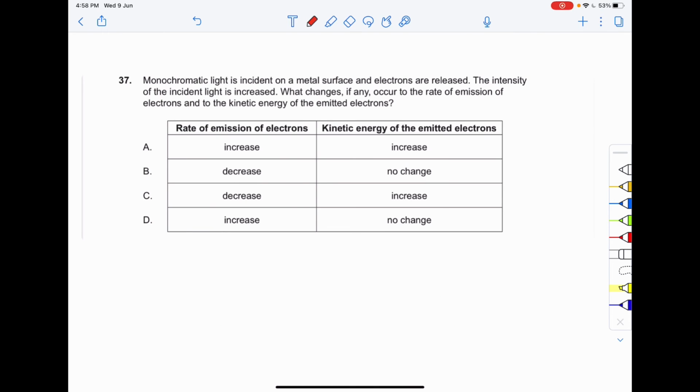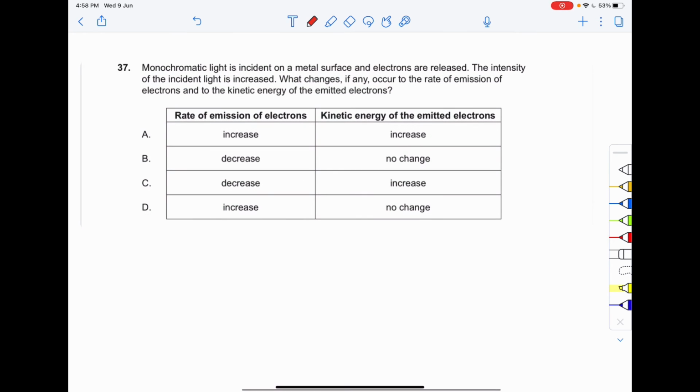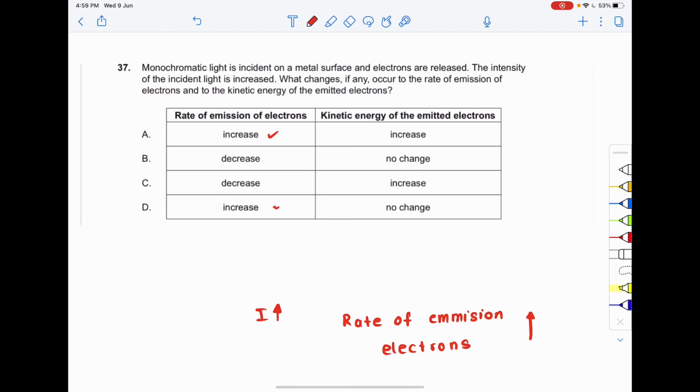Okay, now proceeding on to the next question. Monochromatic light is incident on a metal surface and electrons are released. The intensity of the incident light is increased. So when the intensity of the incident light is increased, what happens? The rate of emission of electrons increases. This is a fact, you have to remember this. So the correct option will be either A or D.